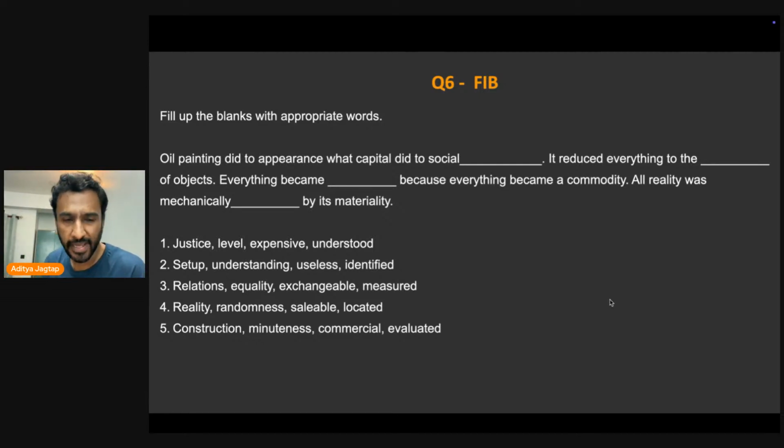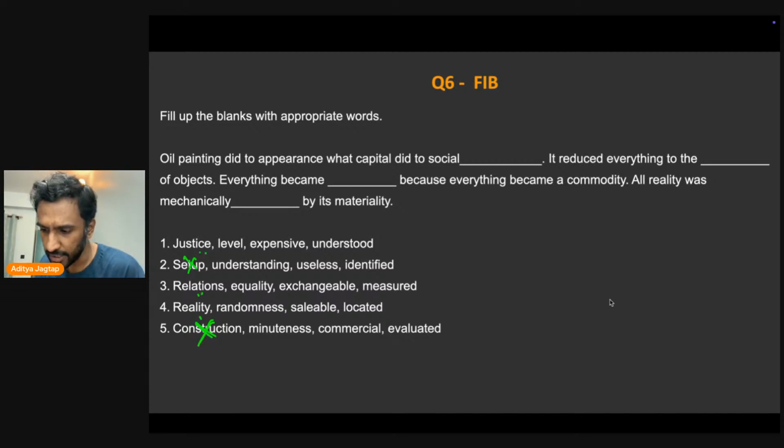All reality was mechanically dashed by its materiality. So all reality became in some way material, and you could assign value to it. Correct? So now that we've figured out what the author wanted to say, we know that social setup here does not go, right? Now suppose all of these other options, construction, if we evaluate all of these others, construction cannot go.